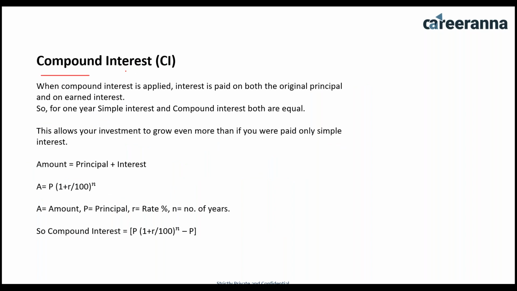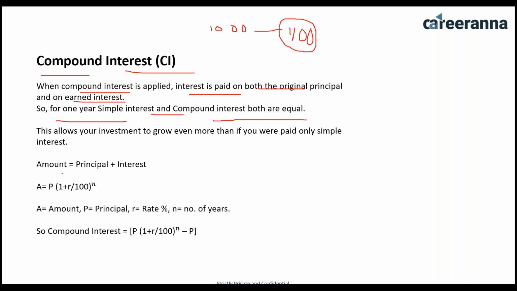What is compound interest? When compound interest is applied, interest is paid on both the original principal and on interest. Let me explain it to you. Suppose I have taken a sum of 1,000 from a bank, and they say they will be charging 10% per annum compounded annually. So 10% per annum means I have to pay them 1,100 if I pay them after 1 year. Now, this would be the principal for next year. So for 1 year, simple interest and compound interest are both equal. And for the second year, interest is added to the principal, so it becomes another principal for the second year.